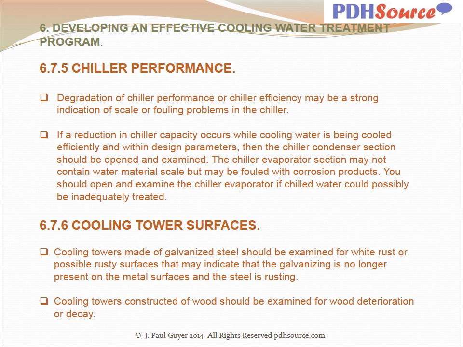Degradation of chiller performance or chiller efficiency may be a strong indication of scale or fouling problems in the chiller. If a reduction in chiller capacity occurs while cooling water is being cooled efficiently and within design parameters, then the chiller condenser section should be opened and examined. The chiller evaporator section may not contain water-side scale but may be fouled with corrosion products. You should open and examine the chiller evaporator if chilled water could possibly be inadequately treated.